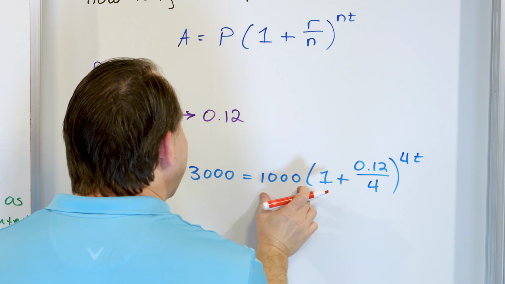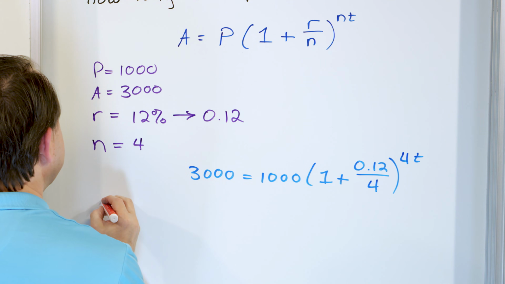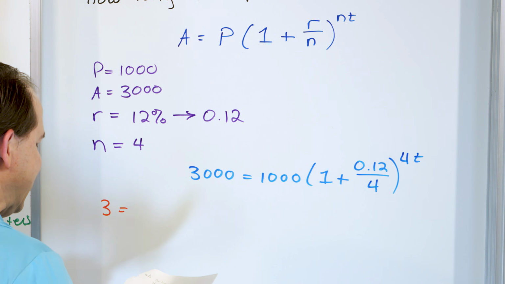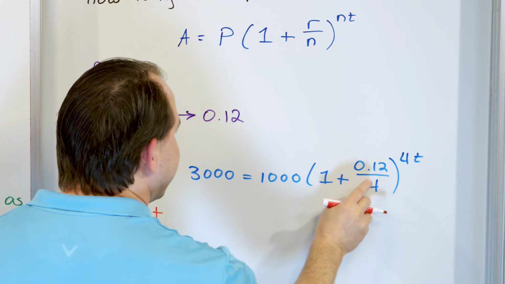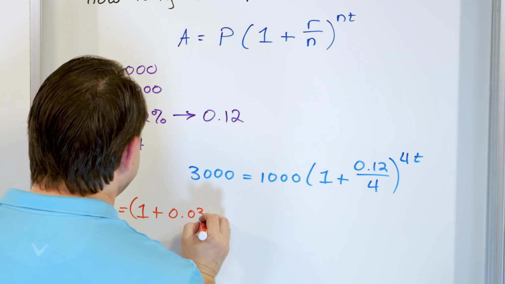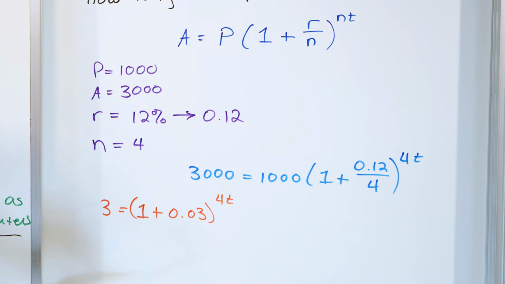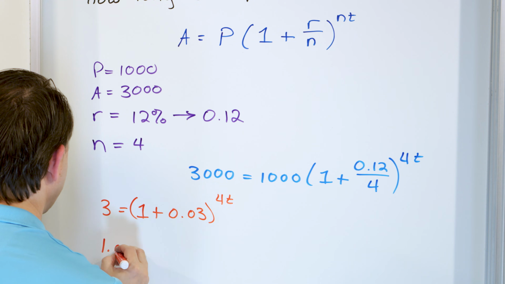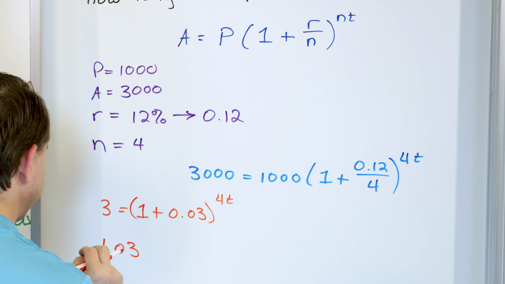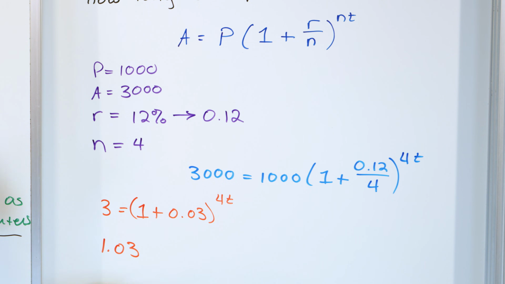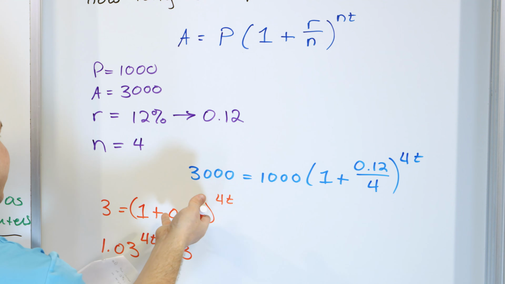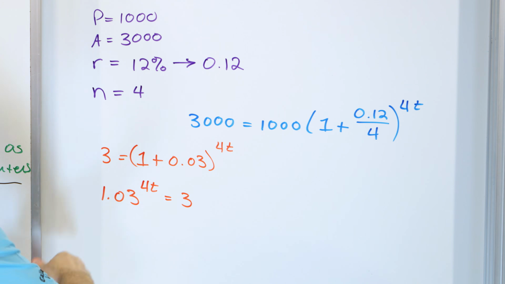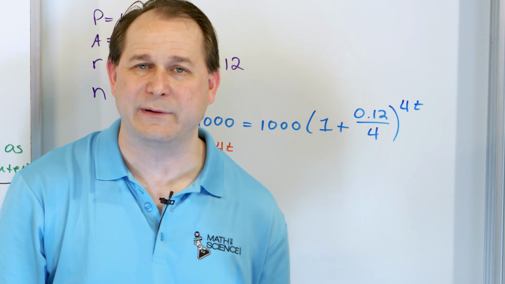So then what happens? I divide by 1,000, and over on the right-hand side, I'm going to have a 3. And then inside of here, it's going to be 1 plus, when you divide this, you're going to get 0.03, to the power of 4t. A better way to write it is 1.03. When you add these together, you get 1.03. That's kind of like the new effective number you're multiplying by every quarter. To the power of 4t is equal to 3. I just moved the 3 to the other side. This is an exponential equation. We know how to solve exponential equations now.